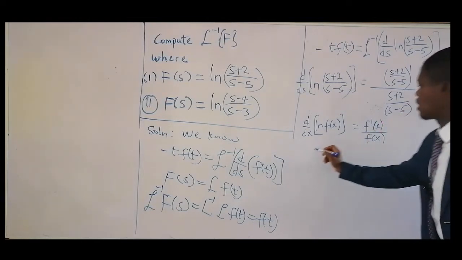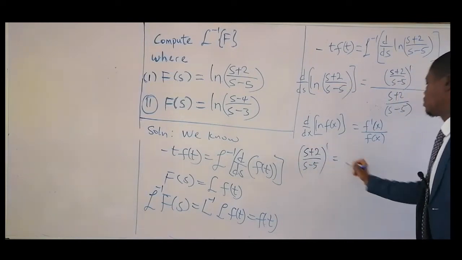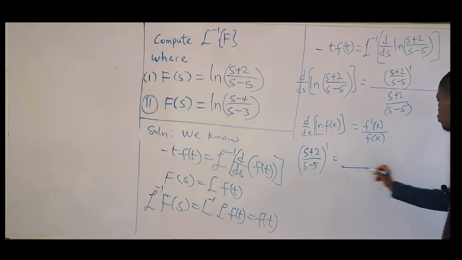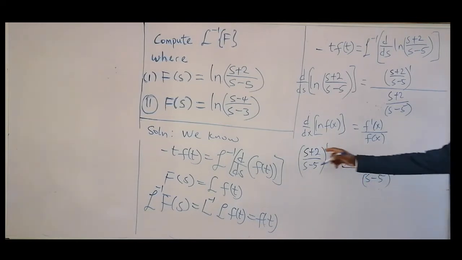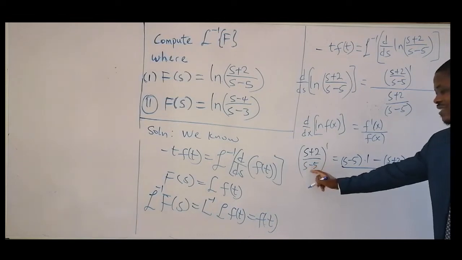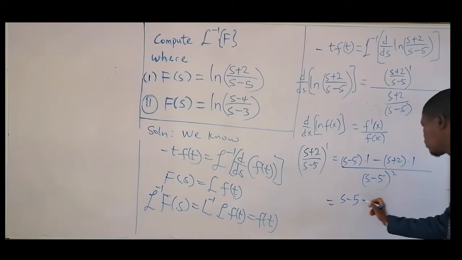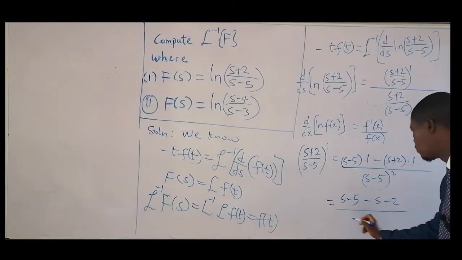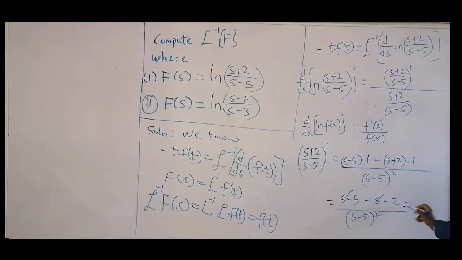So let's get the derivative of (x plus 2) over (x minus 5), using the quotient rule. It equals v, x minus 5, times the derivative of the numerator u, that's 1, minus the numerator x plus 2 times the derivative of the denominator, that's 1, all over (x minus 5) squared. So we have x minus 5 minus x minus 2 over (x minus 5) squared. This cancels, and I have minus 7 over (x minus 5) squared.